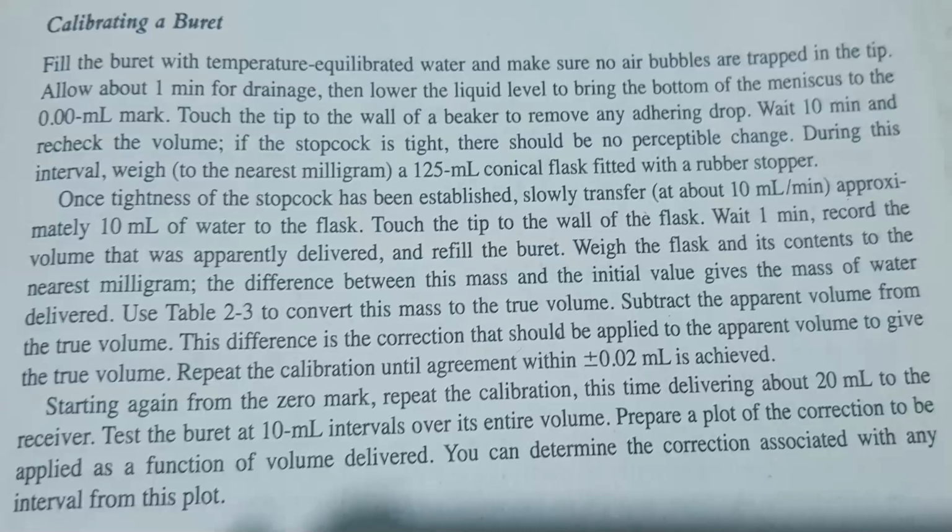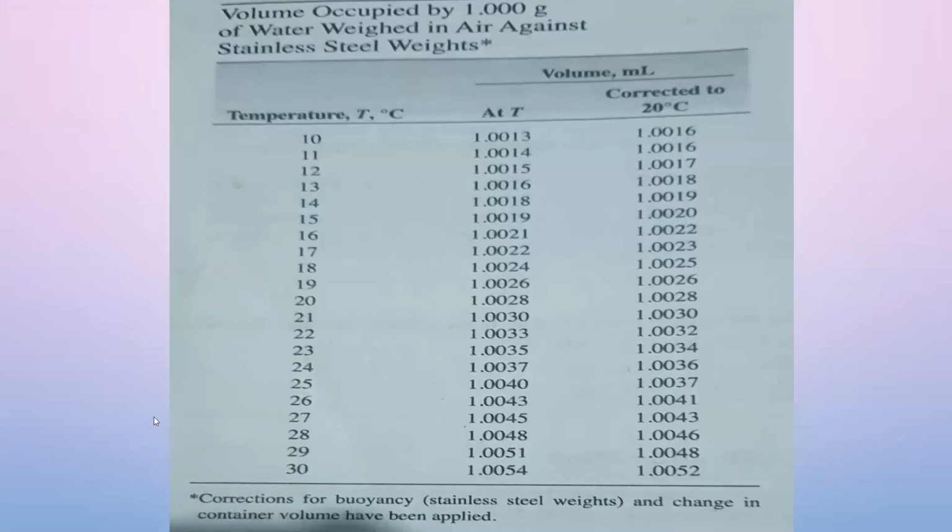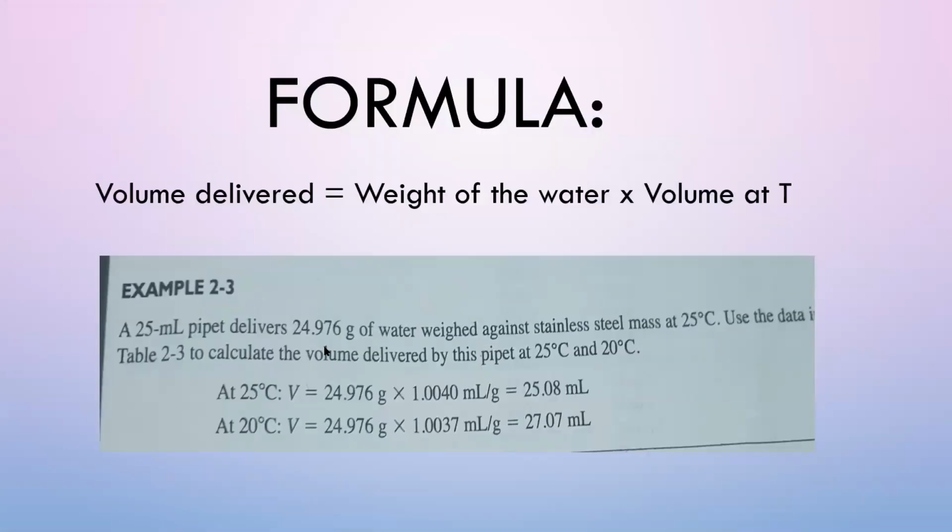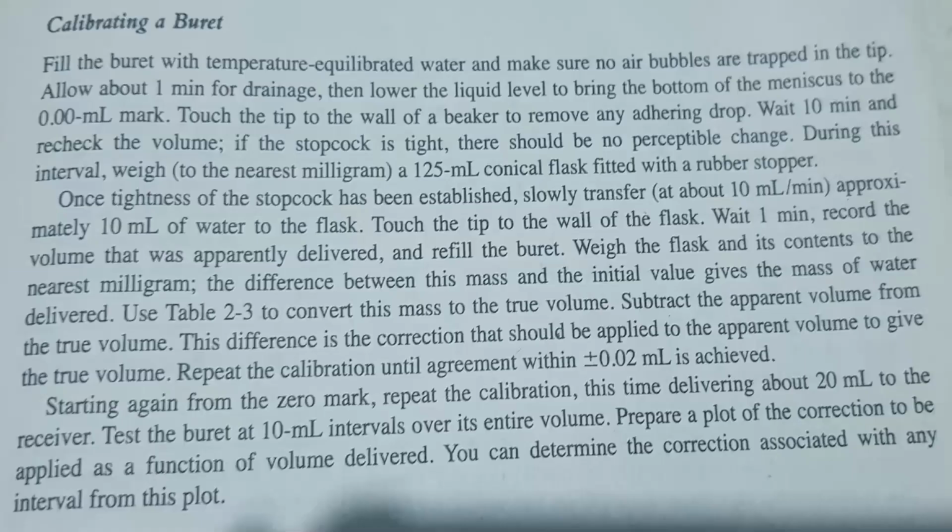And just like in the computation for the pipette, we get the mass of the water delivered just by getting the difference between the mass of the flask plus the content minus the weight of the empty flask. And then we will convert the mass to the true volume using the same table and the same formula. Okay? So that's all, subtract the apparent volume from the true volume.